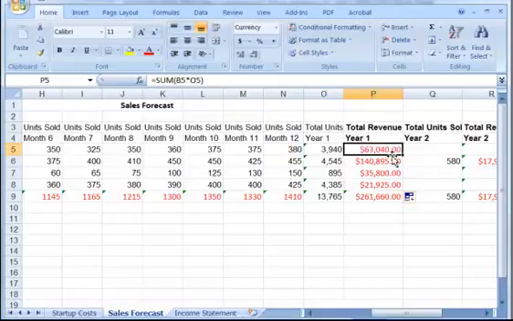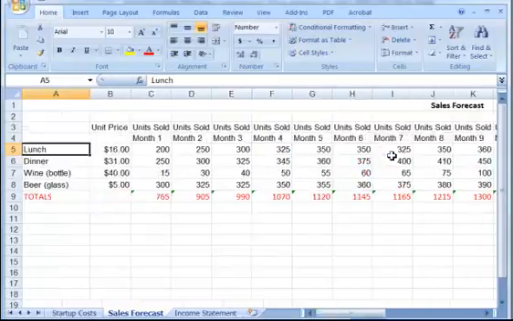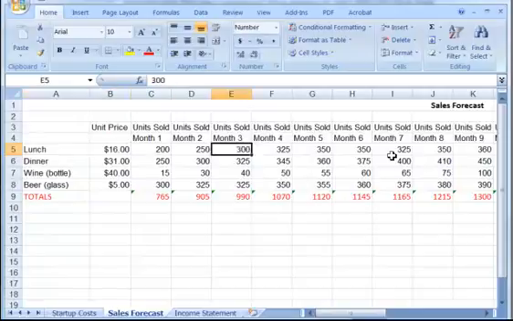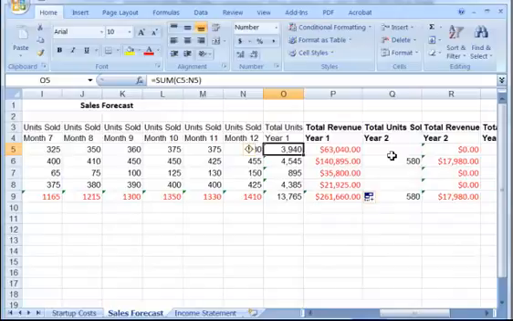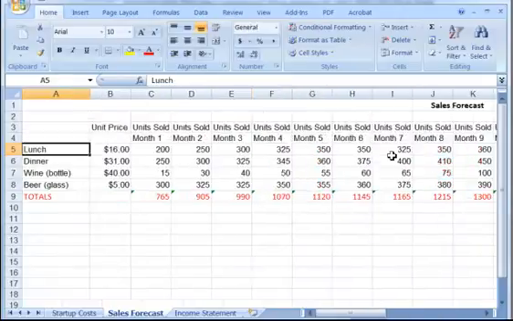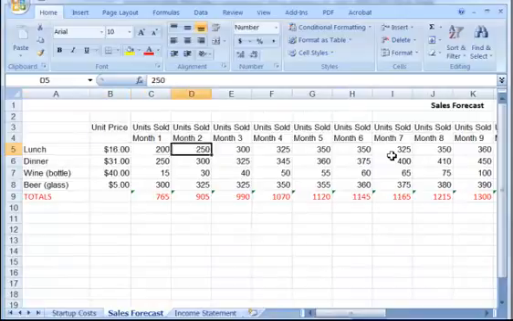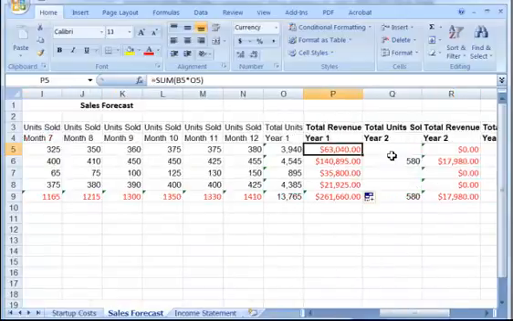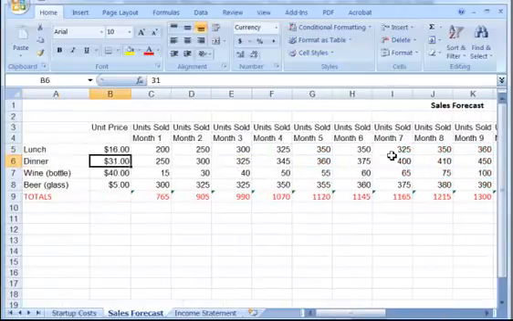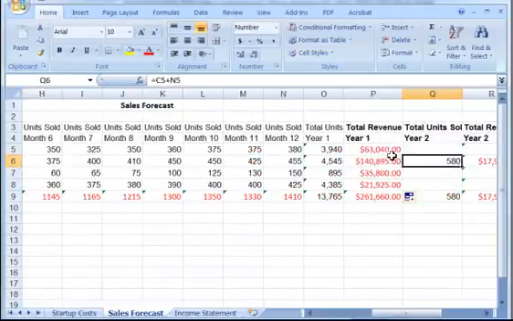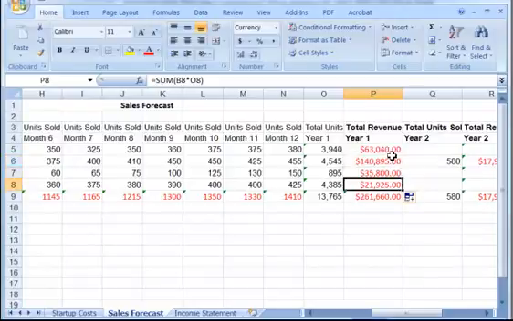And this is the total revenue. To get to the total revenue, all we're doing is timesing the price per item times the total units, and that's the total units, comes up with that. So 3,940 times 16 bucks equals this figure. 4,545 times 31 bucks equals that, and so on for each one of these. So okay, that's cool.